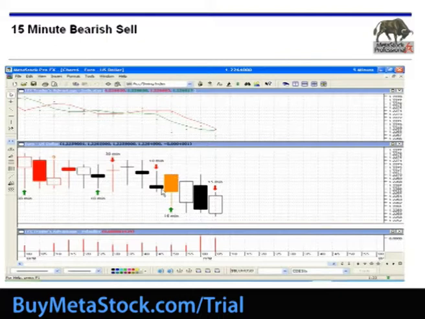Now, what do we do with a golden bar? Well, the market is going down. We're in a short trade. A golden bar indicates that it's going to go down further. We actually like that. We're going to stay in the trade.